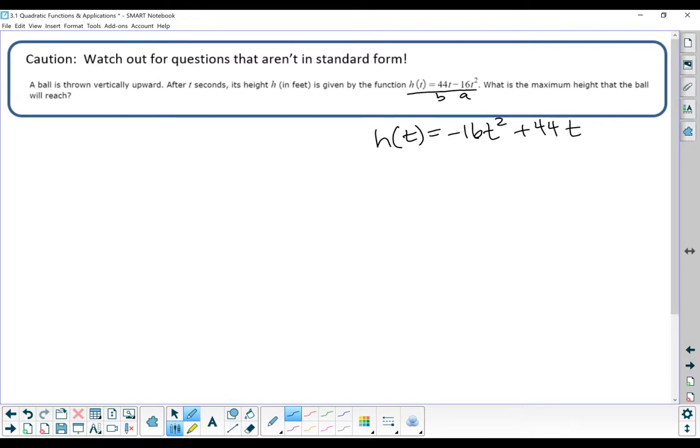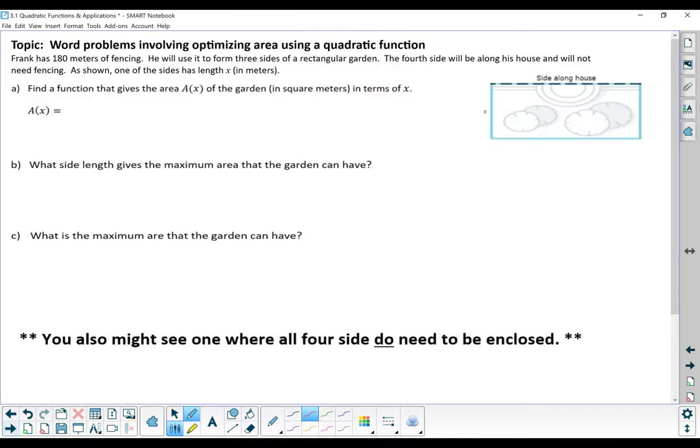But it does need to be in standard form. You do need to use the t squared coefficient as A and the t coefficient as B. Okay, the last topic is word problems as well, but you also have to work on setting up the equation. The equation is not given to you, so we have to use the context to create the equation.